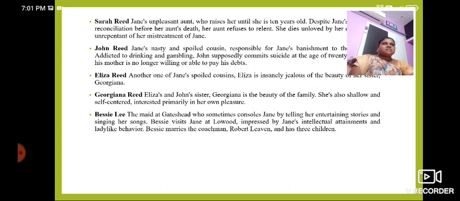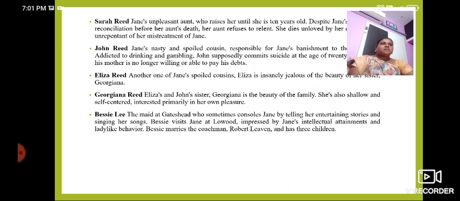Next character is Eliza Reed, another one of Jane's spoiled cousins. Eliza is insanely jealous of the beauty of her sister Georgiana. Georgiana Reed is Eliza's and John's sister. Georgiana is the beauty of the family. She is also shallow and self-centered, interested primarily in her own pleasure.